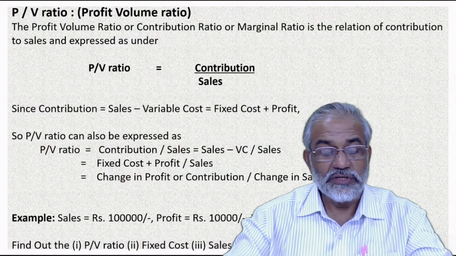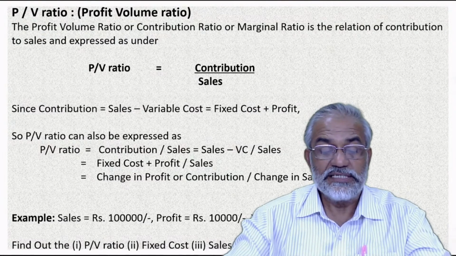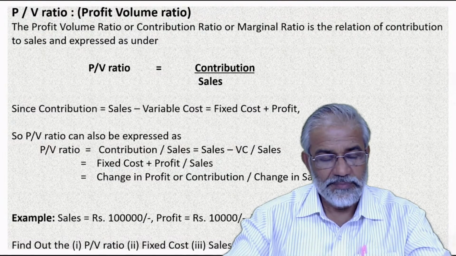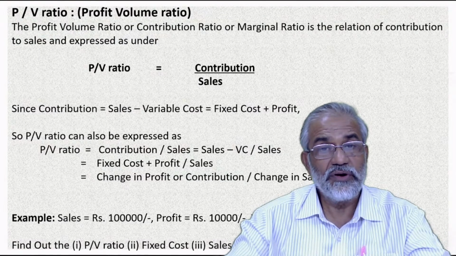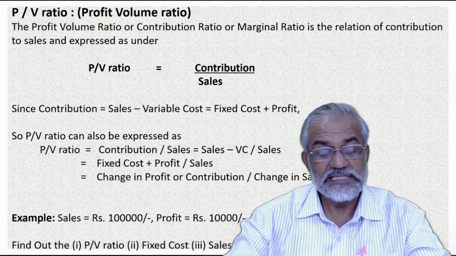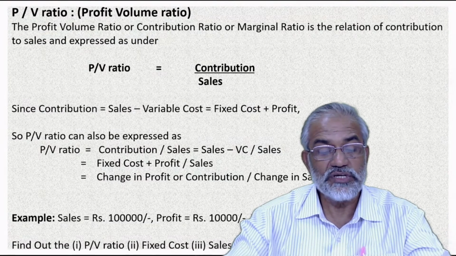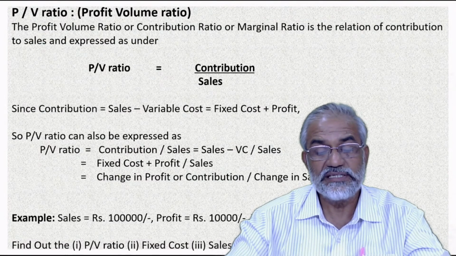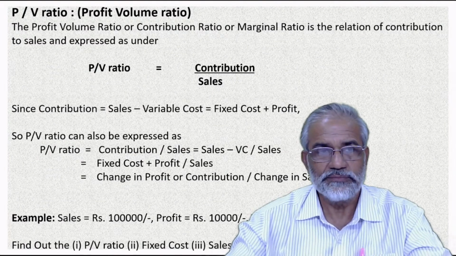So this is about the differentiation of types of costing on the basis of behavioral analysis, that is fixed cost and variable cost. Then we come to the PV ratio, which is otherwise called the profit volume ratio, or the sales and contribution ratio. Contribution to sales ratio is also called the marginal ratio.